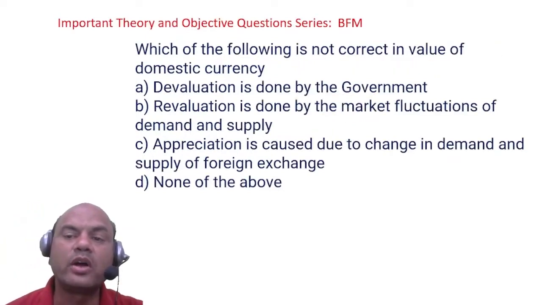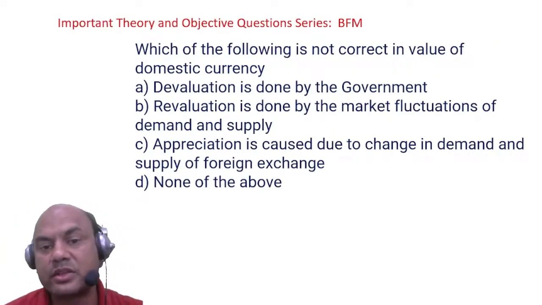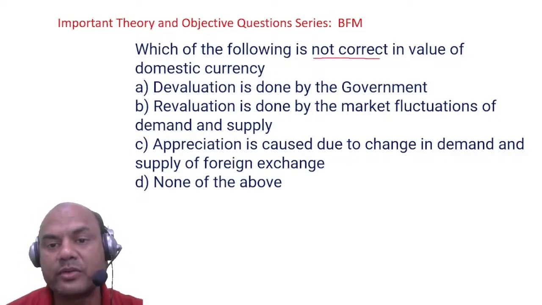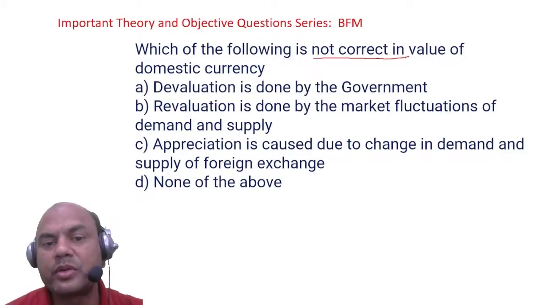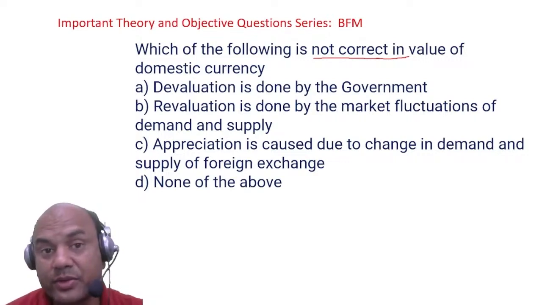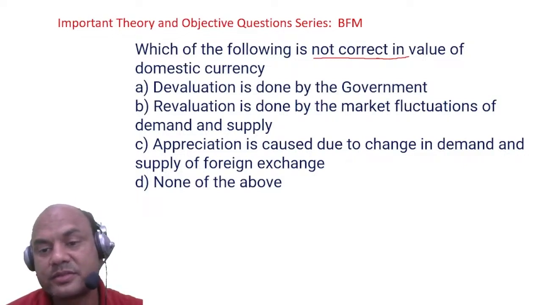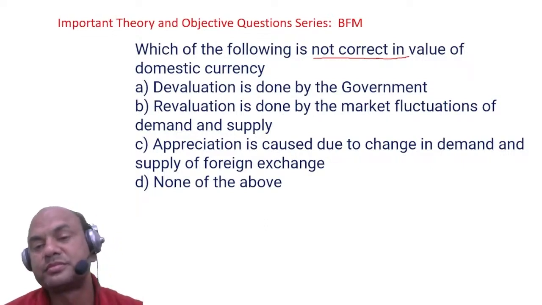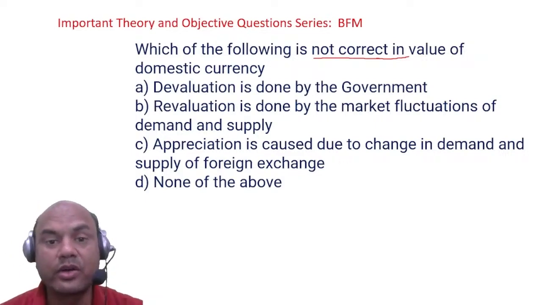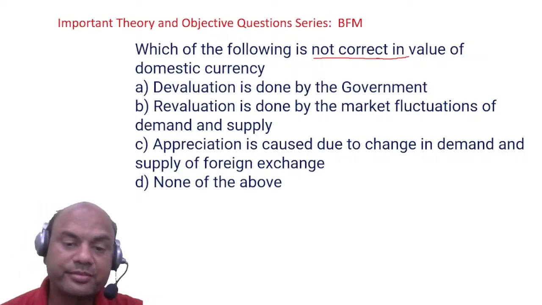Which of the following is not the correct statement about the value of the domestic currency? Devaluation is done by the government. Just now I told you. Revaluation is done by the market fluctuations. Appreciation is caused by the change in demand and supply. And none of the above. Not correct. Think over it again. Okay.